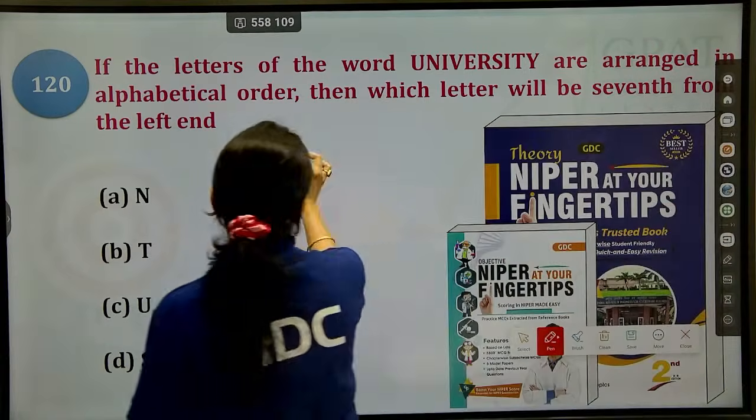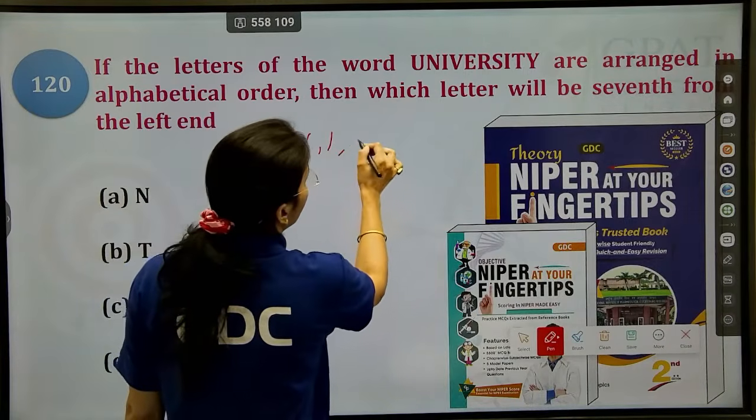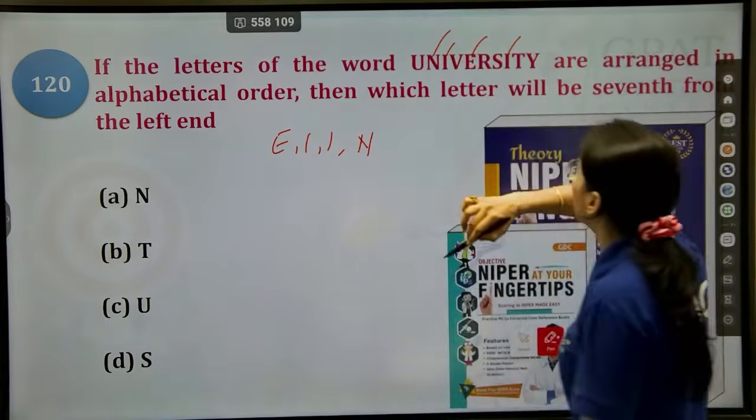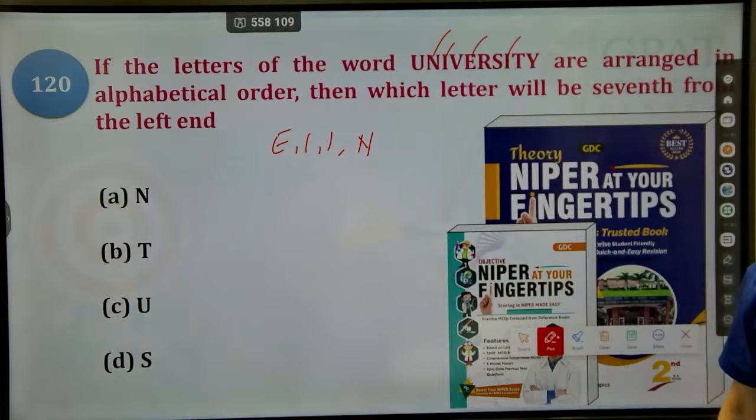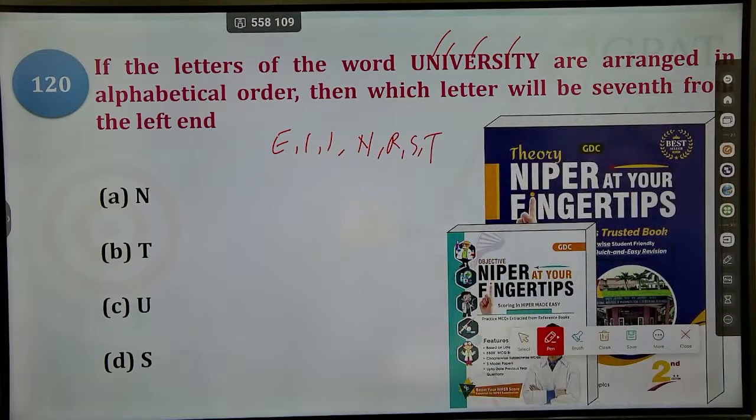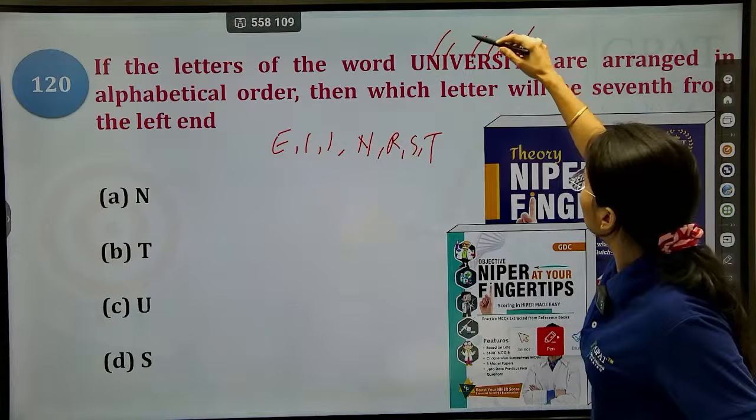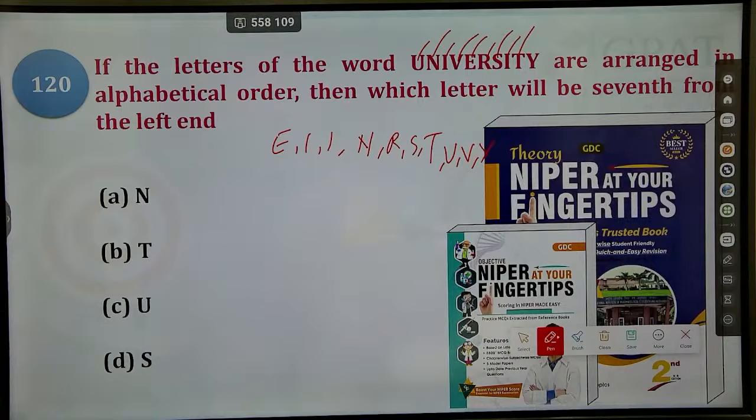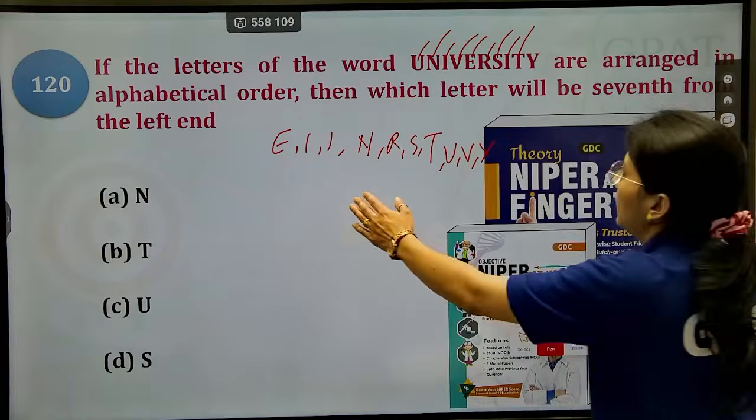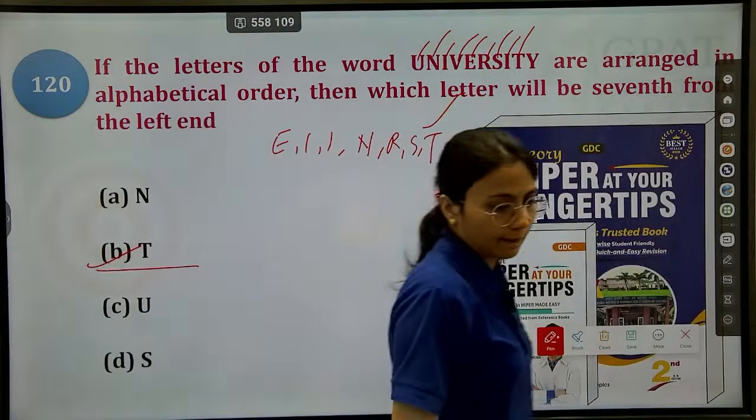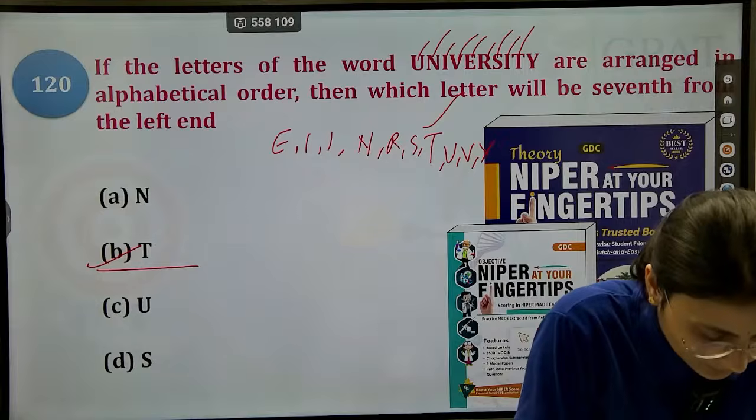That is E, I, N, N, R, S, T, U, V, Y. Now from the left end, 7th letter: 1, 2, 3, 4, 5, 6, 7, that is T. So option number B is correct. That is T. Yes, very good.